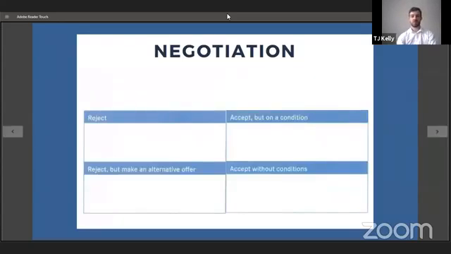So we'll look through a few further sentences that you might hear during a negotiation. And the object of this exercise is to decide which of the four boxes it falls under, whether it's a rejection of an offer, we accept the offer but on a condition, we reject the offer but make an alternative, or we accept without any further changes. So if we say, I'm afraid we couldn't accept that, you see the use of the softening device, and we're talking about rejection.